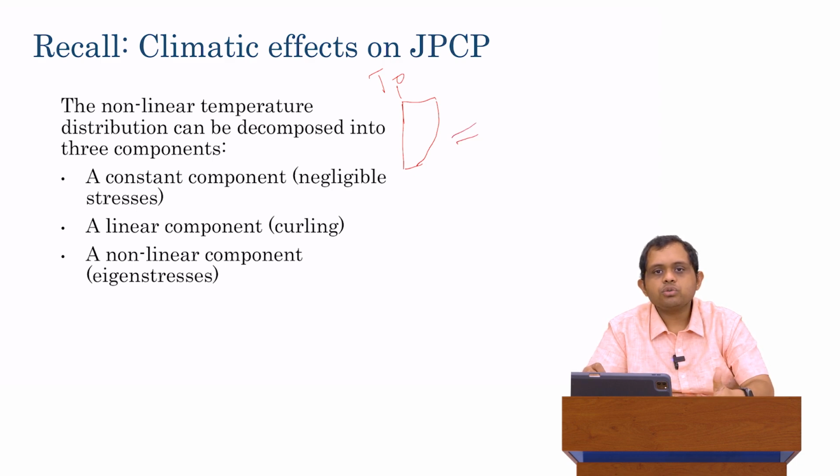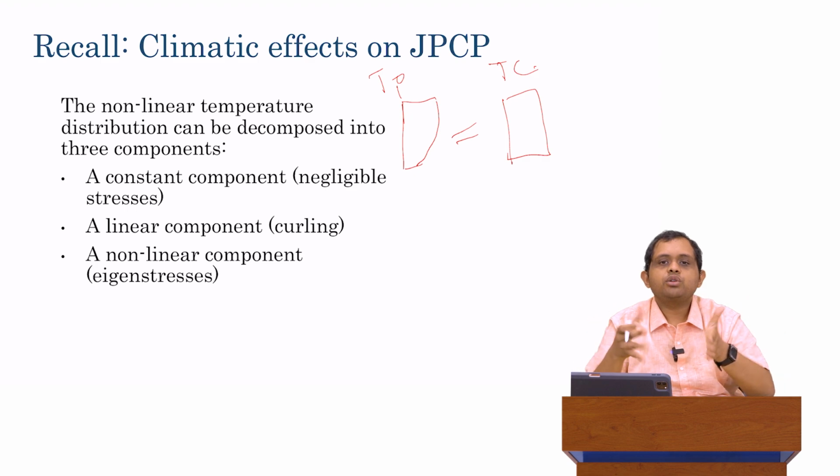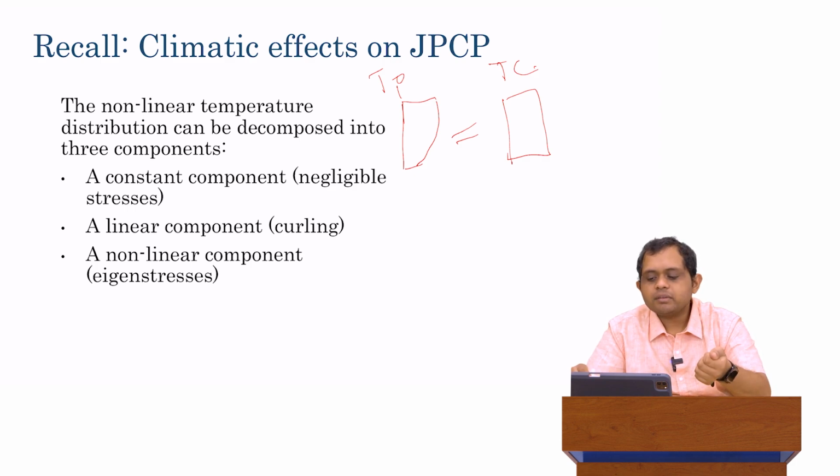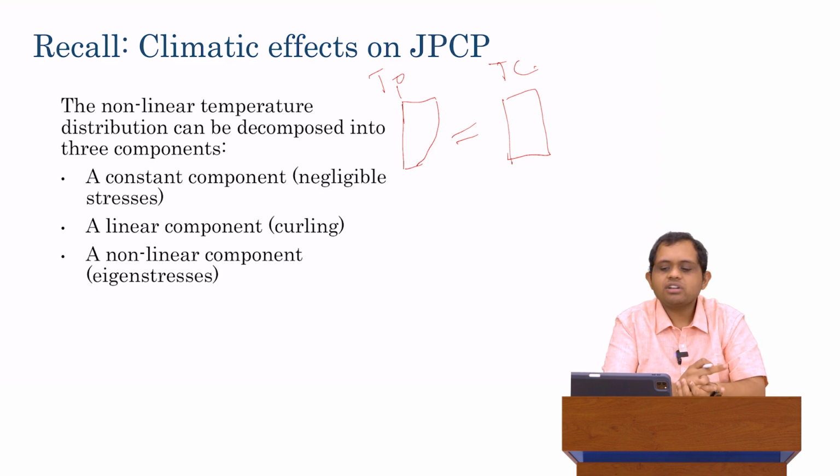So it can be decomposed into three temperature distributions, which represent three different types of effects of stresses which are developed inside the pavement. The first is a constant temperature component, Tc. It's linked to a uniform expansion and uniform contraction of the slab. We saw that in general, we assume that there is no stress developed due to this uniform expansion and contraction of the slab. A little bit of stress could come in the form of friction from the base. That is, the base layer is resisting that expansion and contraction, but it's usually so small that it's more or less negligible.